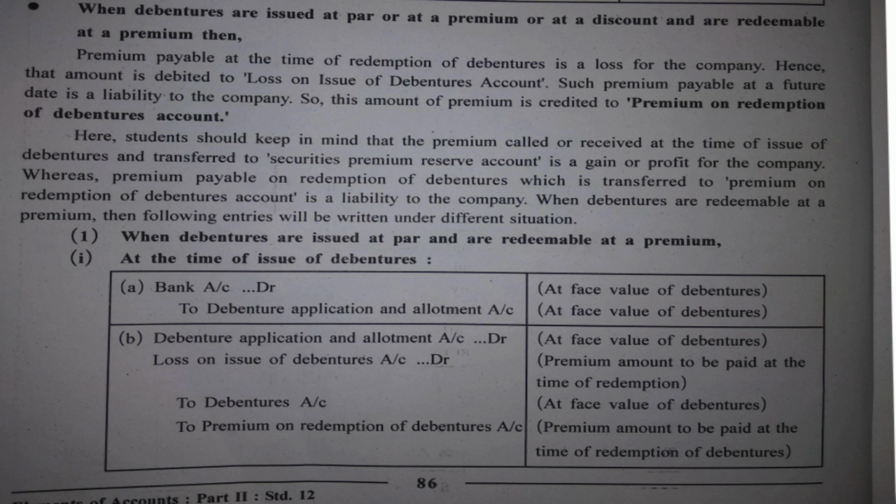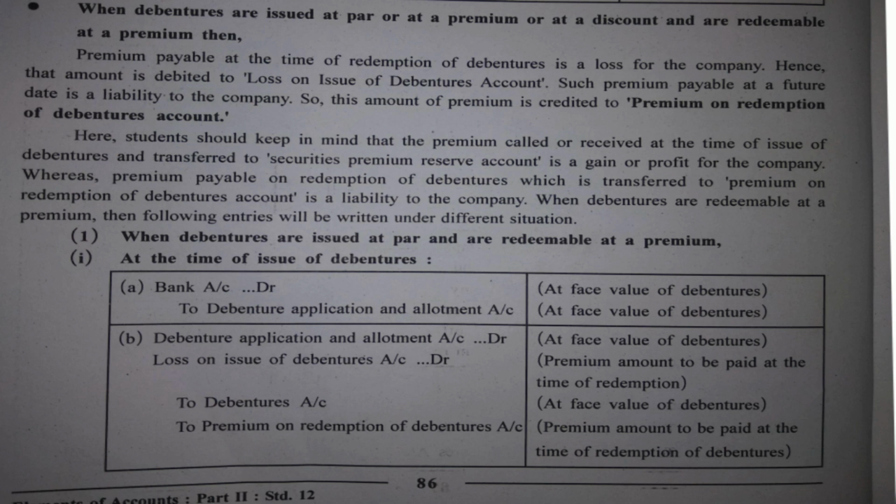To debentures account, here the face value of debentures. To premium on redemption of debentures account. This is the premium that is to be paid, the one that is debited in case of loss. And this is also our liability, because the amount of premium is also to be paid along with the payment of the amount of debentures, and hence it has been credited here. The journal entry sounds a little bit complicated, but when all the journal entries are applied practically in sums, they become very clear. So not to worry.